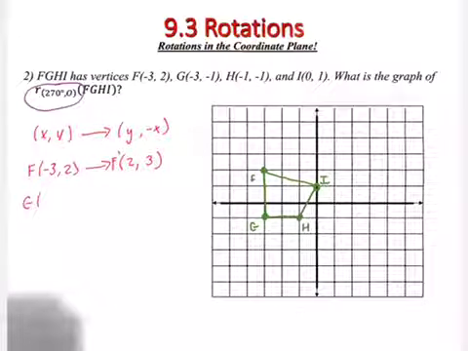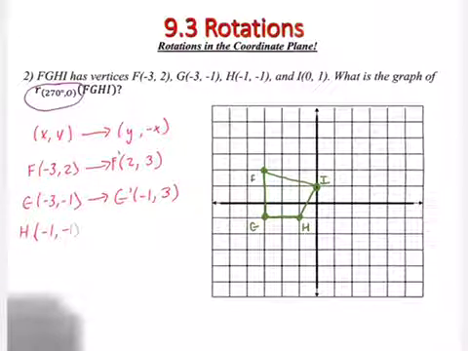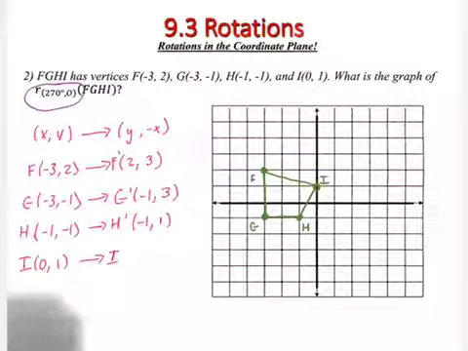For G, we go from negative 3, negative 1, so it's going to go to G prime, and it's going to become negative 1, 3. For H, we're going from negative 1, negative 1, and it's going to go to H prime at negative 1, 1. And then I, we go from 0, 1, and it's going to go to I prime, which in this case is 1, 0.